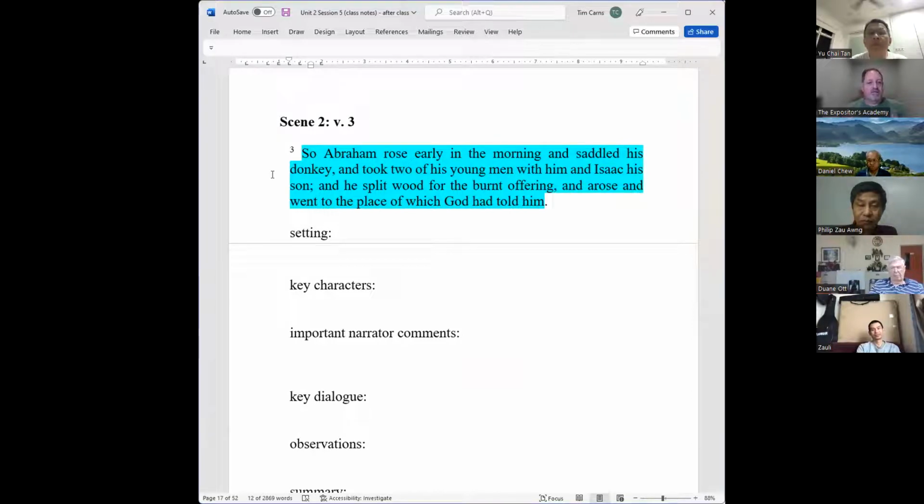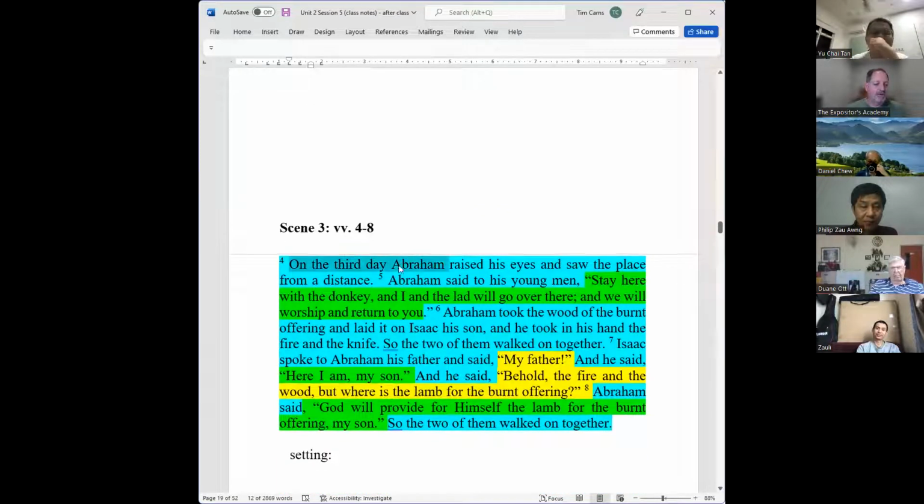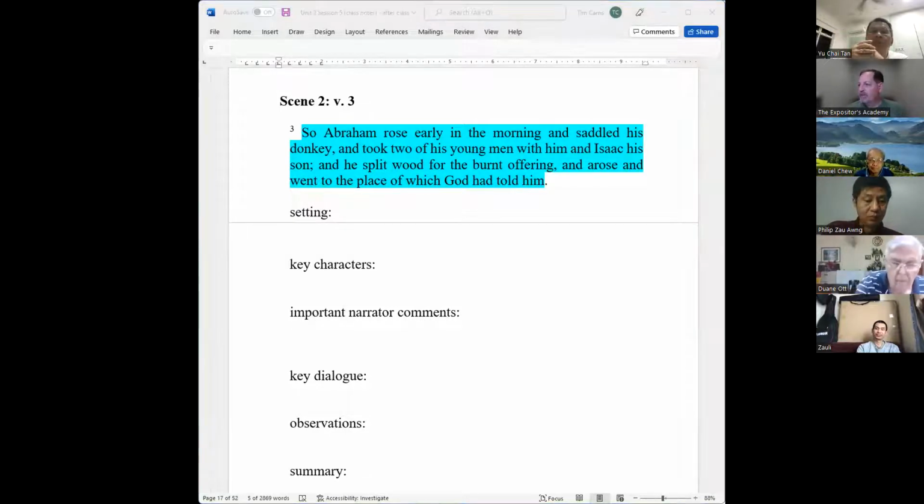And again, notice when we go from scene 2 to scene 3, scene 3 is on the third day. So notice here, the narrator chooses not to discuss or describe anything that happened except Isaac got up, got his supplies, and went to the place where God had told him. And that's it.